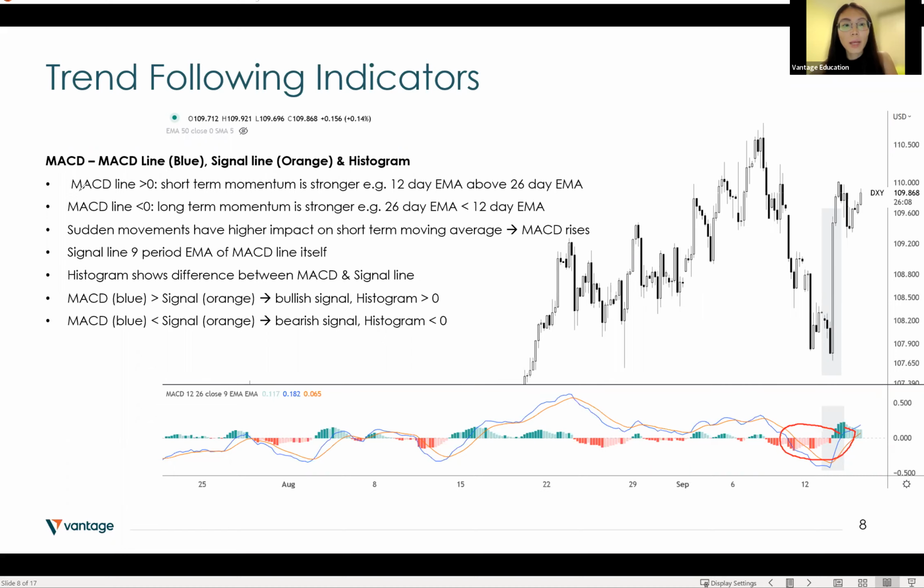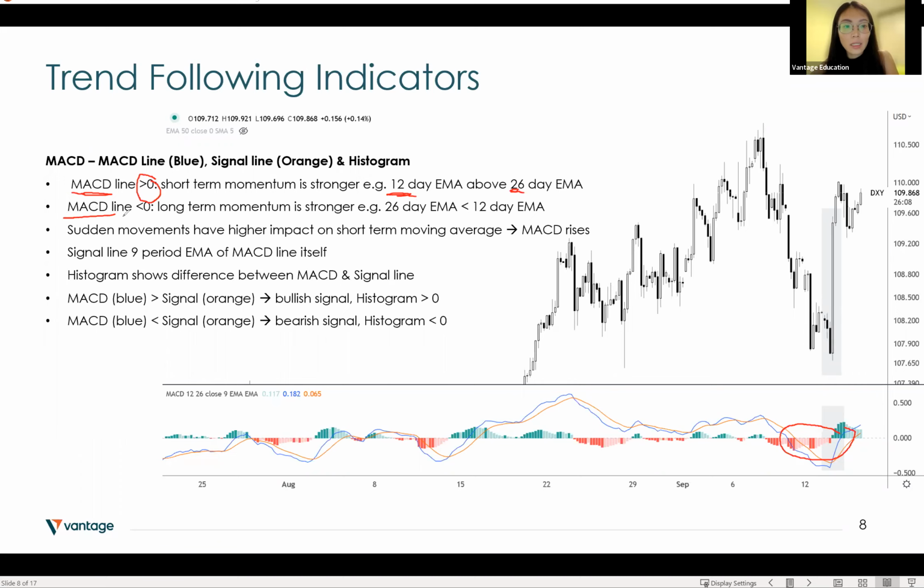Okay, so we have the MACD line. The MACD line is the blue line. When the MACD line goes above 0, recall that the MACD line itself is the difference between the 12-day and 26-day EMA. So when it goes above 0, this shows us that in the shorter term momentum is stronger, because your 12 days would be stronger than your 26, which is why when you take the difference, it's more than 0. So in this case, there is bullish momentum.